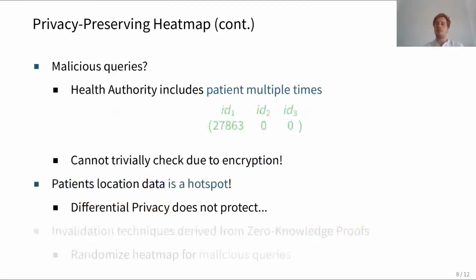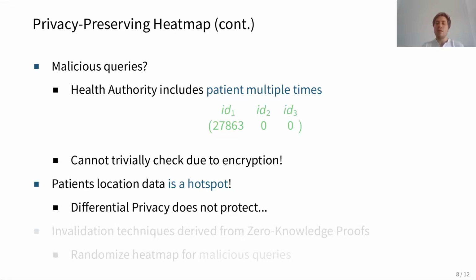So far, what we have achieved is that the patient's identifiers are protected by homomorphic encryption, and the location data of the mobile network operator is protected by differential privacy. However, the protocol so far assumes that all parties behave honestly. The protocol does not protect against, for example, malicious queries from the health authorities.